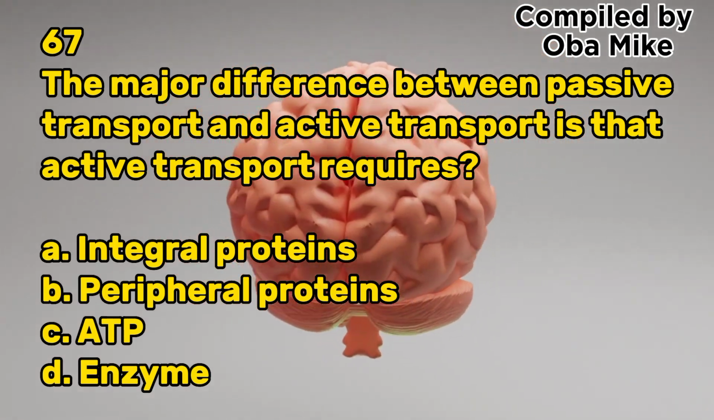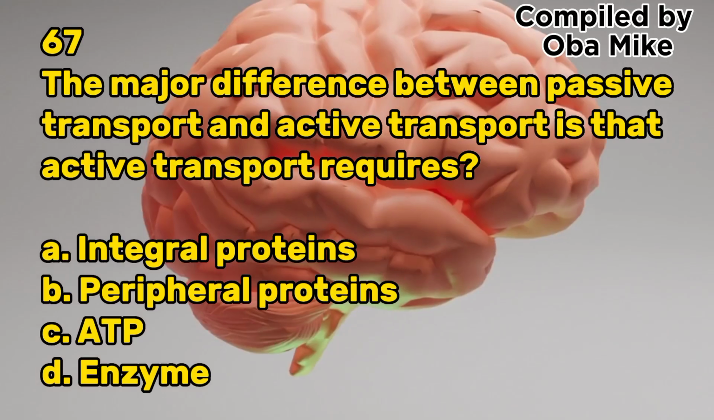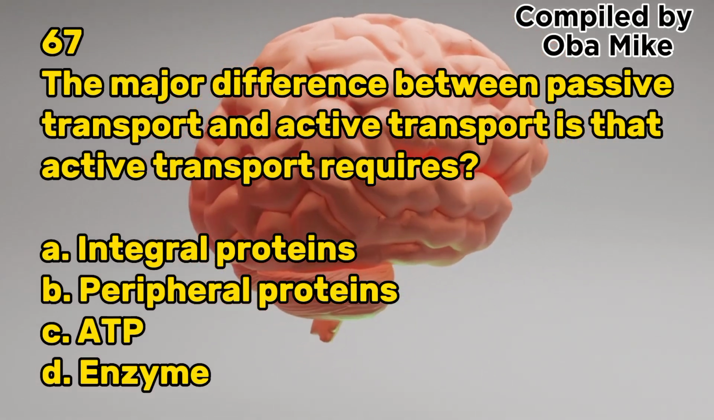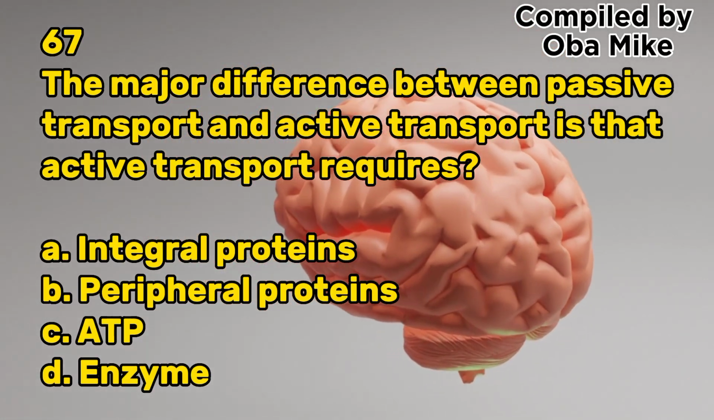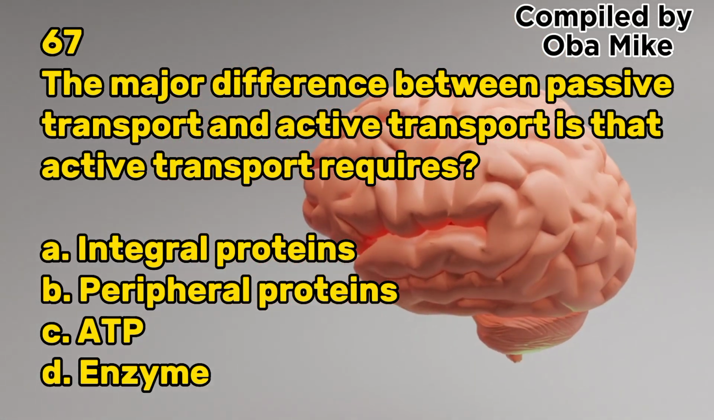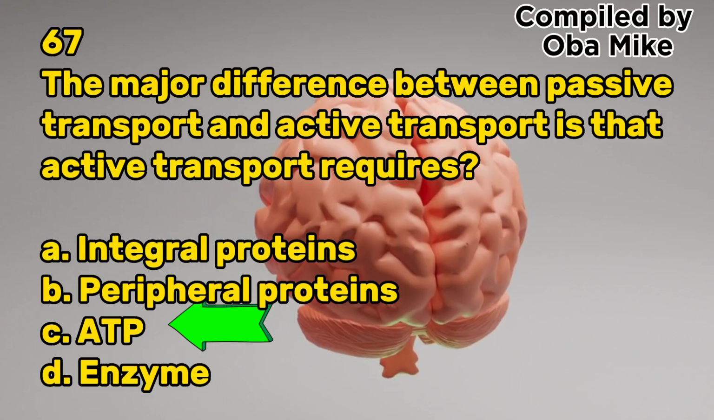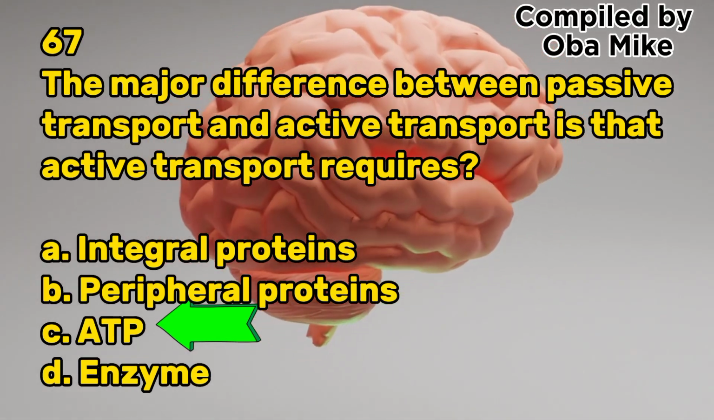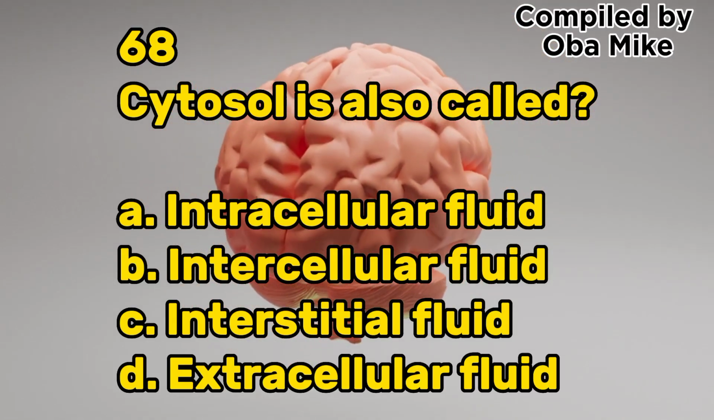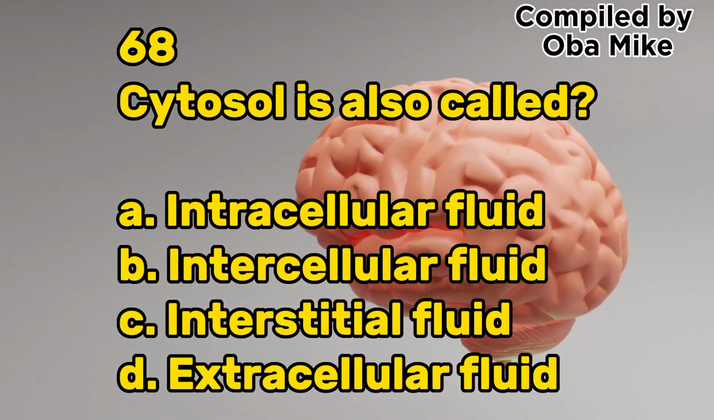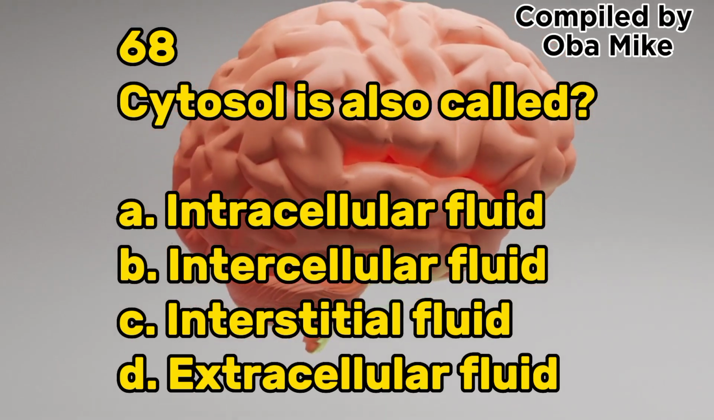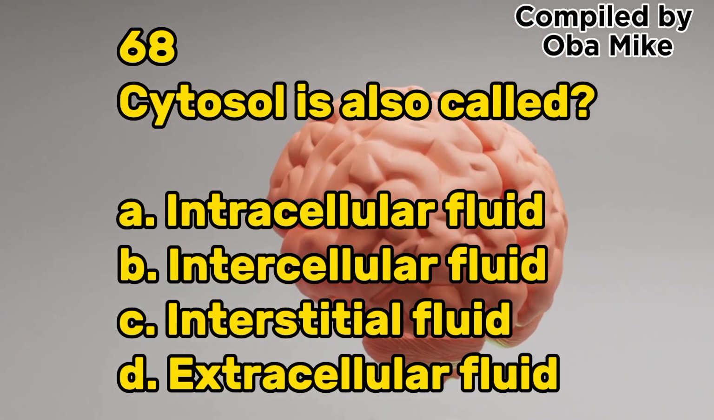67. The major difference between passive transport and active transport is that active transport requires A. Integral proteins, B. Peripheral proteins, C. ATP, D. Enzyme. 68. Cytosol is also called A. Intracellular fluid, B. Intercellular fluid, C. Interstitial fluid, D. Extracellular fluid.